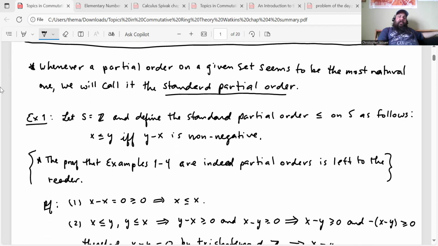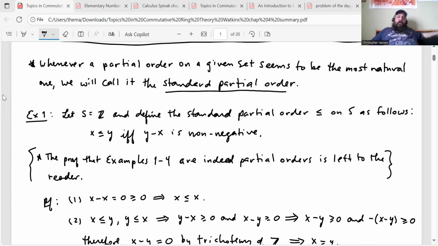Example one: if S is the set of integers, then we define the standard partial order on S as follows: x less than or equal to y if and only if y minus x is non-negative. We use the same definition for the standard partial order on real numbers and rationals as well. We looked at these types of orders when we looked at our construction of the real numbers and everything. The proof that examples 1 through 4 are indeed partial orders is left to the reader. He doesn't do it in the book, so we'll do it here like we're supposed to.